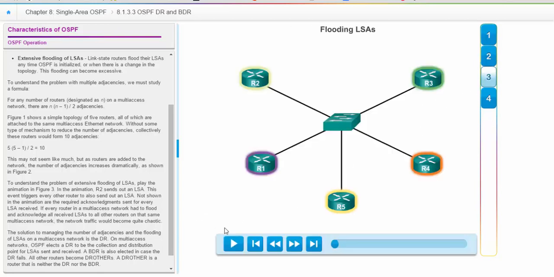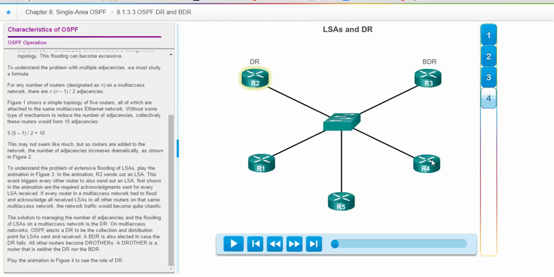So the solution for managing the number of adjacencies and the flooding of the LSAs, just think about it, if you had 20 routers, how many adjacencies that would be. The solution on the multi-access network is the designated router. On your multi-access networks, OSPF elects your designated router to be the collection and distribution point for LSAs sent and received.